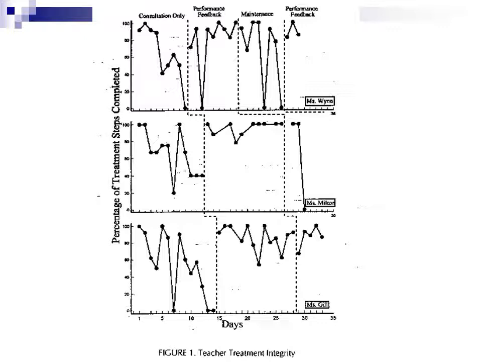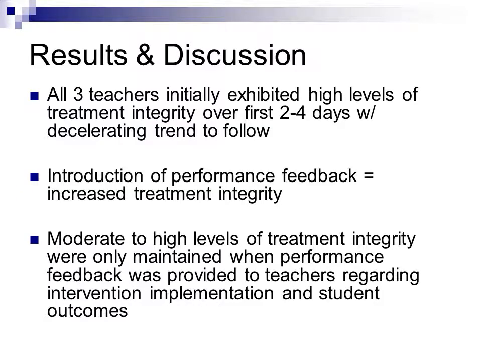The next phase, performance feedback, and remember this is just 3 to 5 minutes every morning. With the implementation of performance feedback, it goes up really dramatically. And it stays that way. And in the maintenance phase, for some teachers it drops off again, others it stays pretty high. So what does this tell us about the implementation of interventions when we're working with classroom assistants or general education teachers? What should we do to ensure that people are going to continue to carry out interventions? It takes prolonged ongoing interaction with folks, and it also takes sharing data with people.